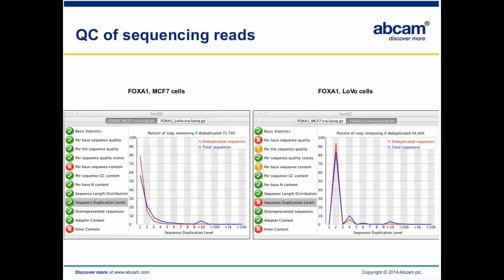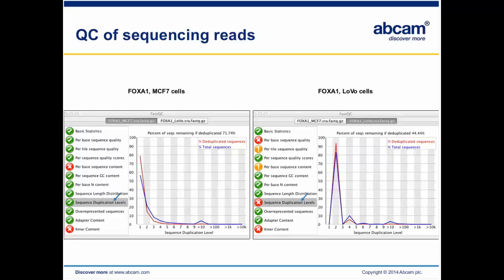The third metric we are looking at is the sequence duplication level. It tells you how unique your reads are within the library, and this is a measurement for library complexity. Due to the random nature of sequencing, what you expect to see is that most sequencing reads only occur once, like the FOXA1 MCF7 data on the left.